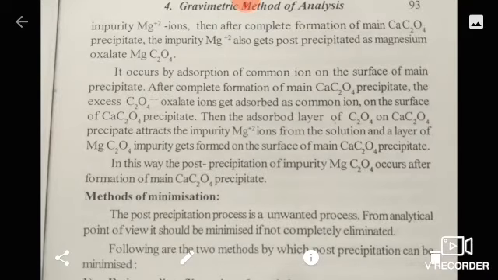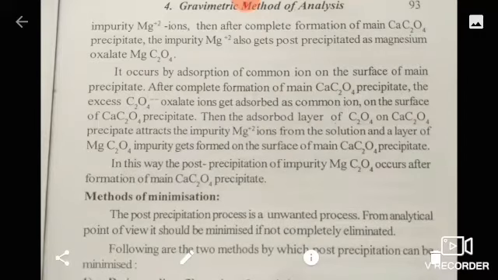So what happened is, the calcium oxalate is formed, and after that formation of the calcium oxalate, due to the common ion effect, the oxalate ion gets adsorbed on the surface of the calcium oxalate precipitate.